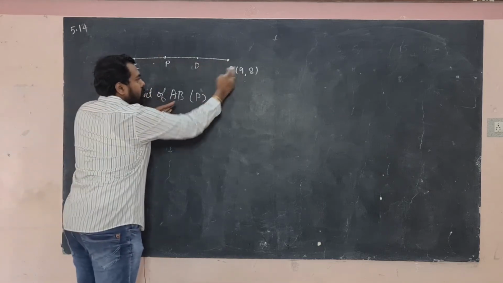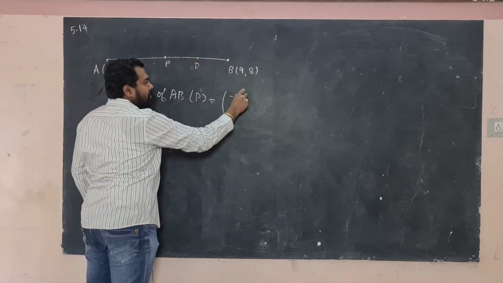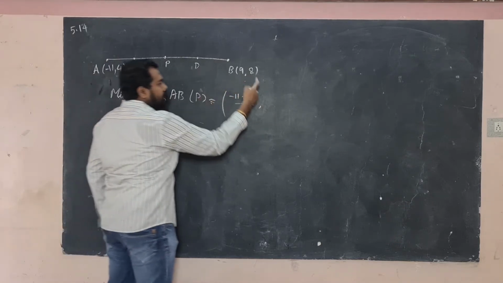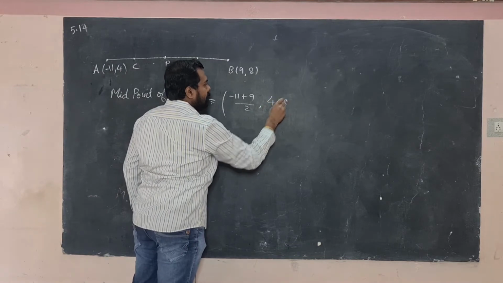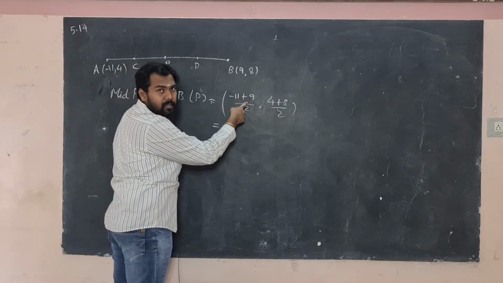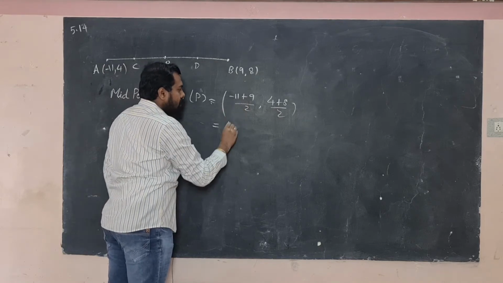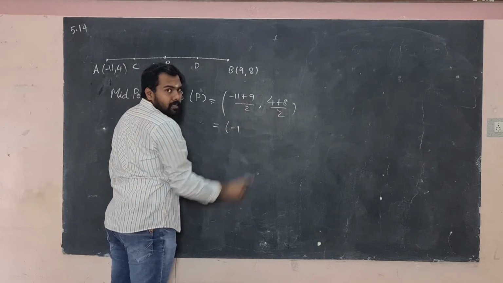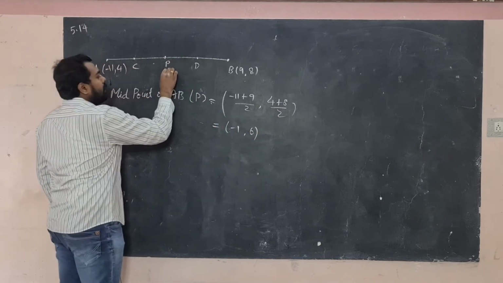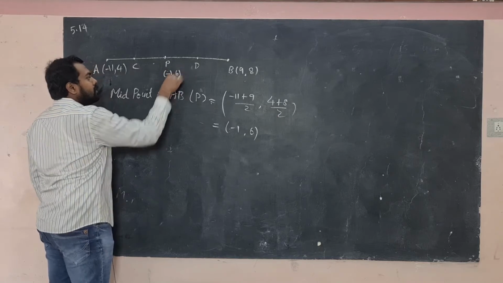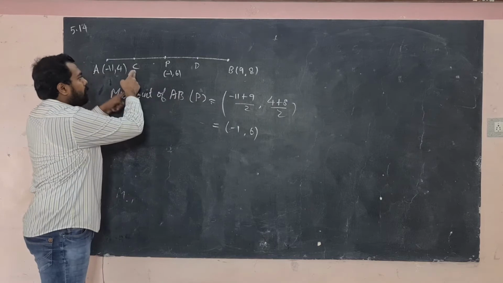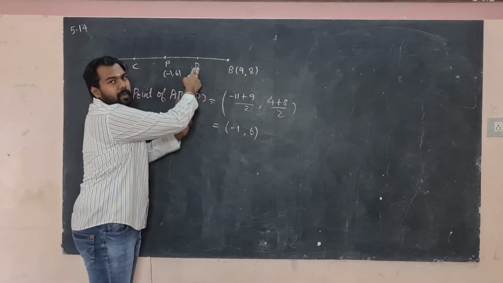So how to find the midpoint? X coordinate add பண்ணோம். So which is minus 11 plus 9 divided by 2 comma, here it is 4, here it is 8. So 4 plus 8 divided by 2, which is minus 11 plus 9 is minus 2. Minus 2 divided by 2 is minus 1. 4 plus 8 is 12. 12 divided by 2 is 6. So I have found the point P as minus 1 comma 6. இப்போ என்ன பண்ணணும்னா AP ஓட மிட் பாயிண்ட் C கண்டுபிடிக்கணும், PB ஓட மிட் பாயிண்ட் D கண்டுபிடிக்கணும்.